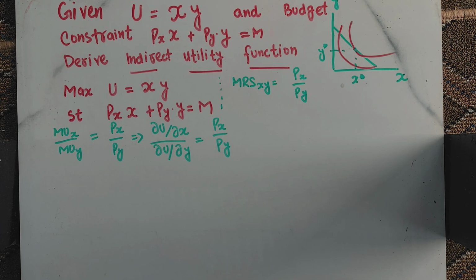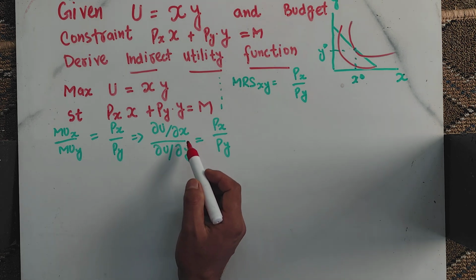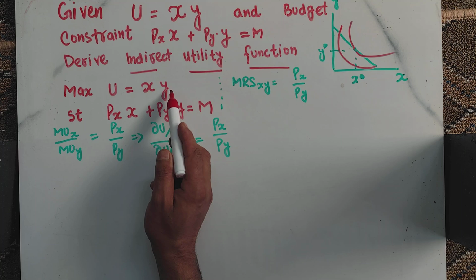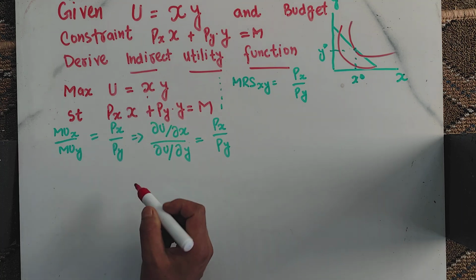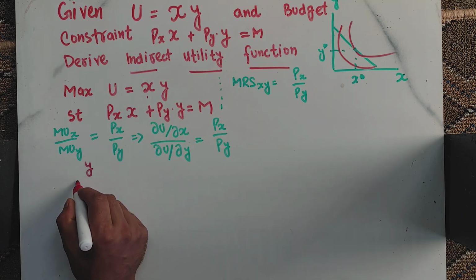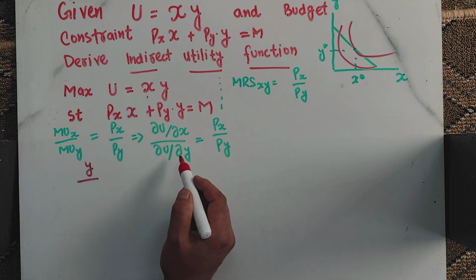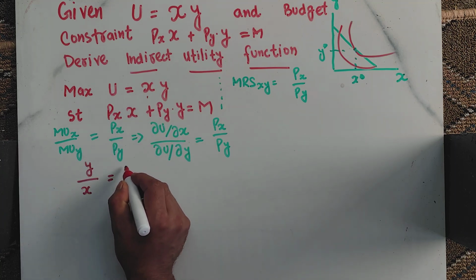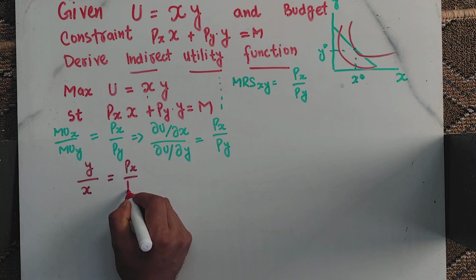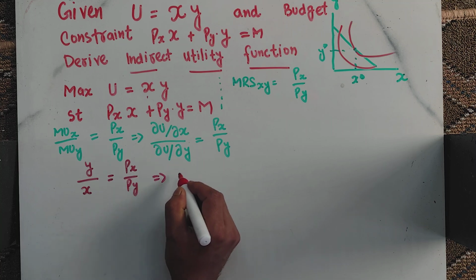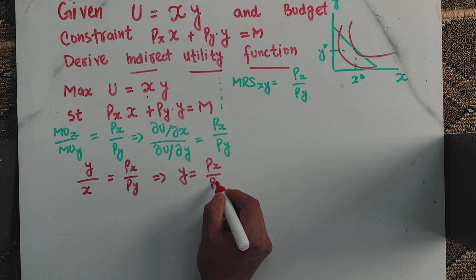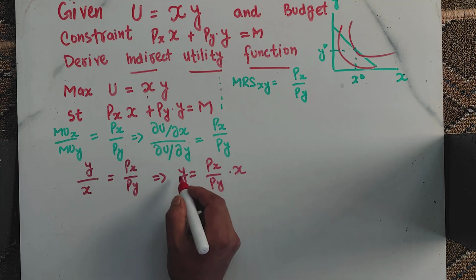Now du upon dx means the partial derivative of this function with respect to x. Partially differentiating this with respect to x, the derivative of x is 1, so we are left with y. Likewise, the partial derivative of this function with respect to y gives us x in the denominator, and it should be equal to price of good x upon price of good y. Let us solve it for y. So y will be equal to price of good x upon price of good y times x.